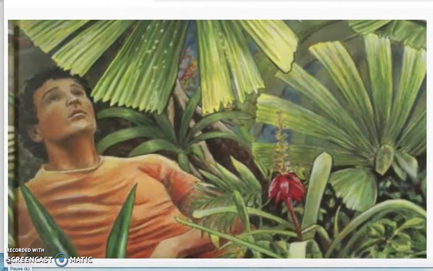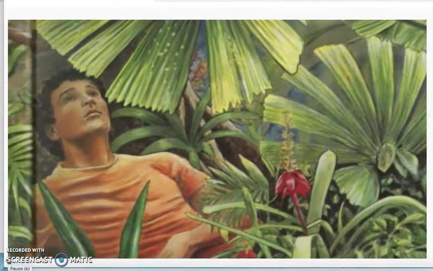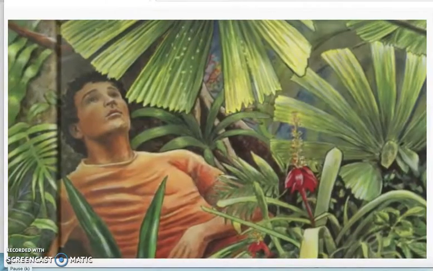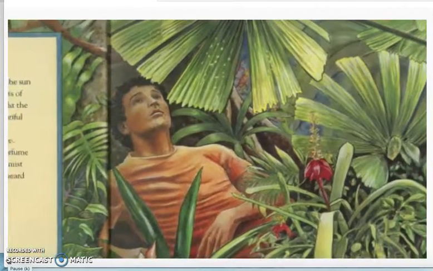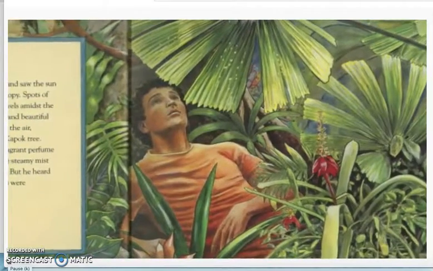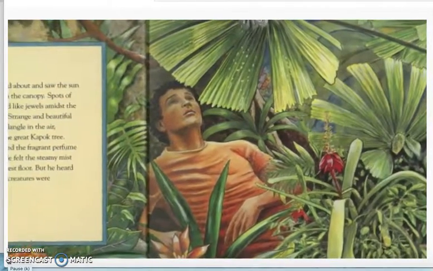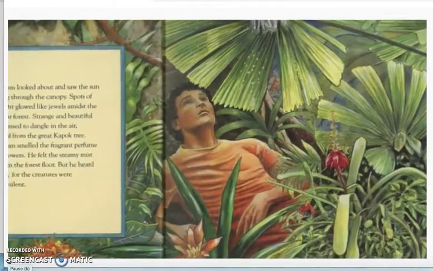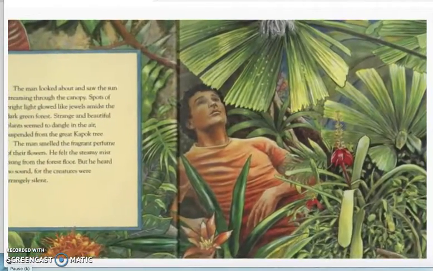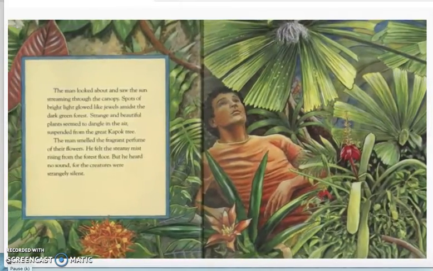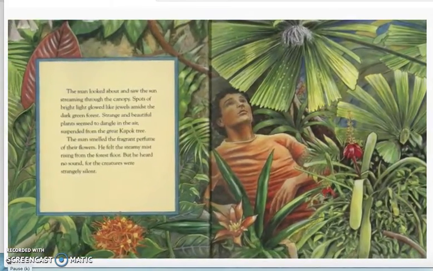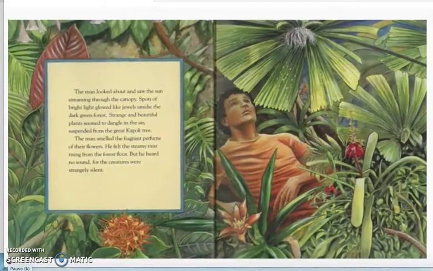The man looked about and saw the sun streaming through the canopy. Spots of bright light glowed like jewels amidst the dark green forest. Strange and beautiful plants seemed to dangle in the air, suspended from the great kapok tree. The man smelled the fragrant perfume of their flowers. He felt the steamy mist rising from the forest floor, but he heard no sound, for the creatures were strangely silent.